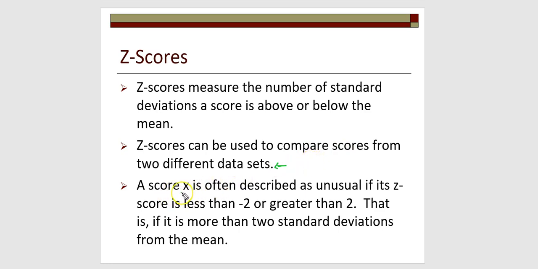Also, a score x is often described as being unusual if it is more than 2 standard deviations away from its mean. If we were to calculate the z-score, that's the same as saying the z-score is less than -2 or greater than +2. So if the z-score is less than -2 or greater than +2, then the score x is more than 2 standard deviations away from the mean, and we would say the score x is an unusual score. Now let's take a look at an example.